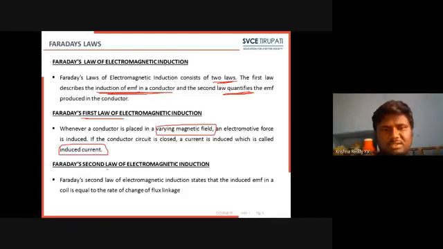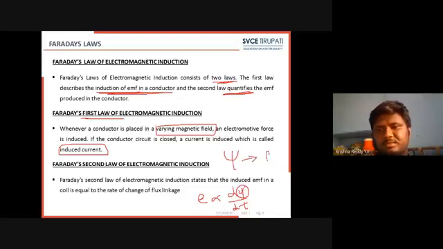Faraday's second law says that the induced EMF in a coil is equal to the rate of change of flux linkage. The induced EMF in a coil, that is voltage, is directly proportional to the rate of change of flux linkage, d psi by dt, where psi represents the flux linkage. We'll see one video about this Faraday's law of electromagnetic induction.